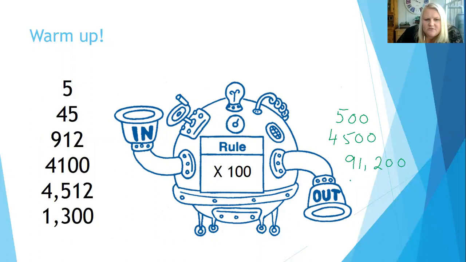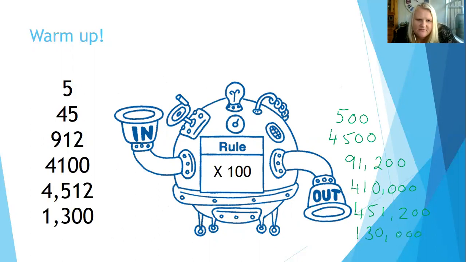What about 4,100? We will get brain work. 410,000. Yeah, all big numbers. About 4,512? 451,200. Well done. And 1,300? 130,000. That is absolutely right. Well done. It's hard to do those in your head sometimes. How could you check that?